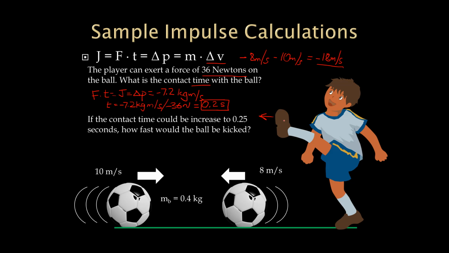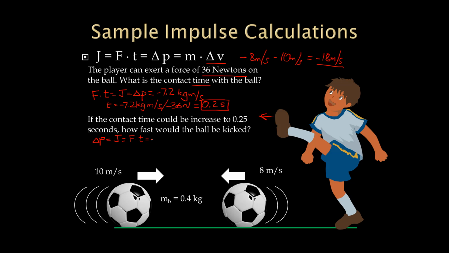If you have a good follow-through, rather than just punching it, you can stay in contact with the ball a little bit longer. Let's go and figure this out. To figure out how fast the ball would be kicked, we're looking at the change in momentum, which is caused by an impulse. Our impulse is the product of both the force and the time.